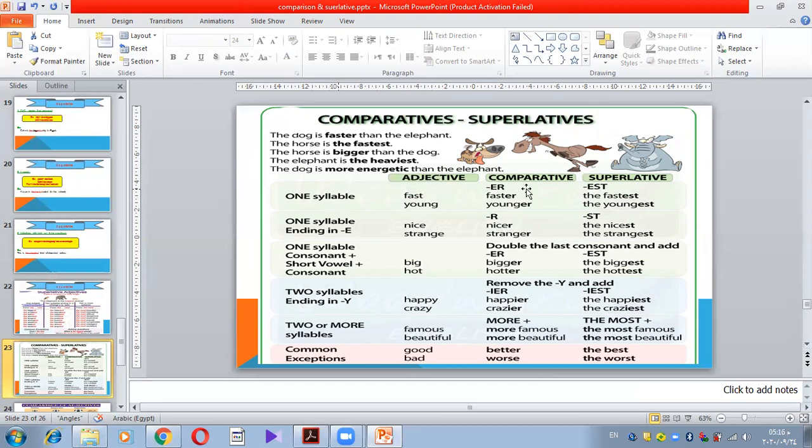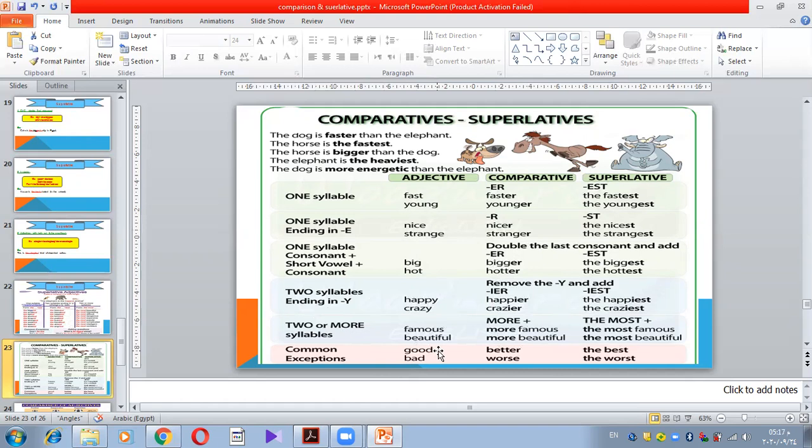One syllable, we add er or est: the fastest or faster. One syllable ending in e, we just add r. In this case, he is nicer, stranger, or the nicest or the strangest. One syllable consonant short vowel, that's the CVC, we double the last consonant before adding the endings. Bigger, the biggest. Hot, hotter, the hottest. Two syllables ending in y, we change the y into i. Happier, the happiest. Two or more syllables in general, we add more or less or the most. More famous or the most famous. More beautiful or the most beautiful.